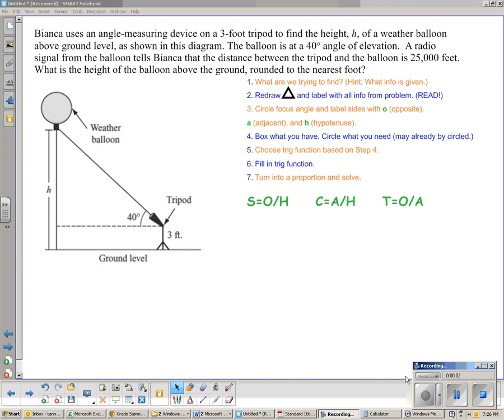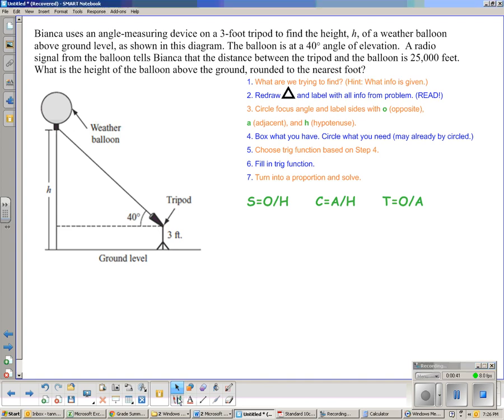Problem number 4 from the guided practice problems for trigonometry on the spring break packet. Let's start by reading the problem. Bianca uses an angle measuring device on a 3-foot tripod to find the height h of a weathering balloon above ground level as shown in this diagram. The balloon is at a 40-degree angle of elevation. A radio signal from the balloon tells Bianca that the distance between the tripod and the balloon is 25,000 feet. What is the height of the balloon above the ground? Round to the nearest foot.